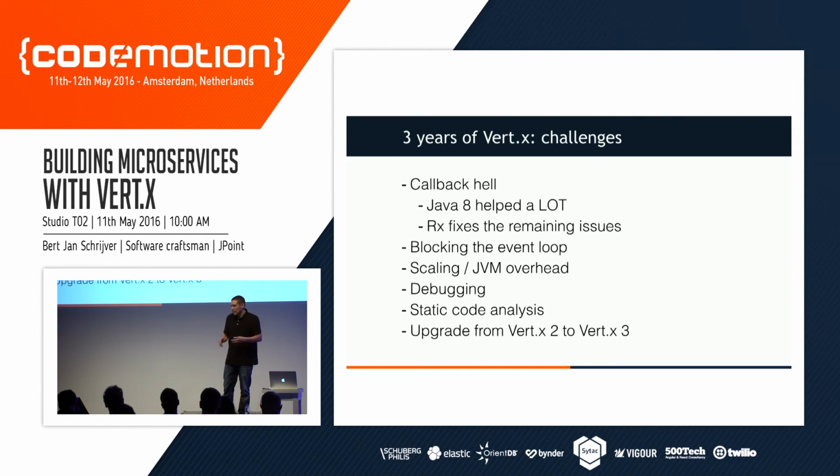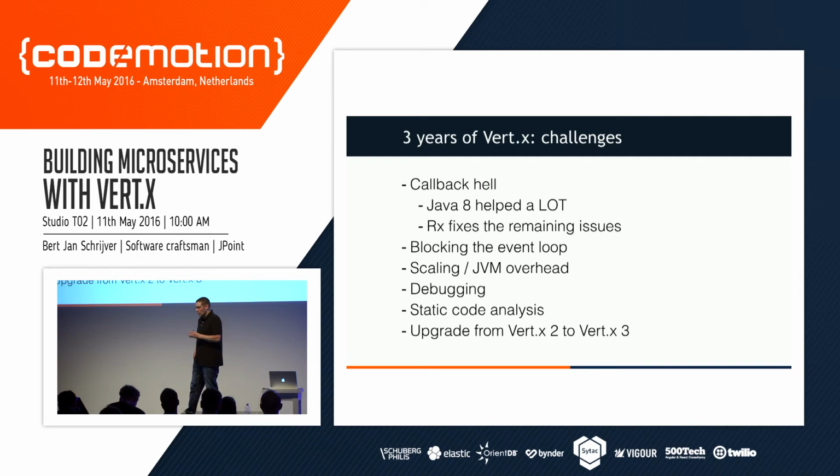Scaling and JVM overhead. When you're running 8 modules on 8 JVMs, you have 8 times the JVM overhead on a machine, which is like 32 or 40 megabytes to start with. So this makes it kind of memory intensive, but well, it's all right for us.